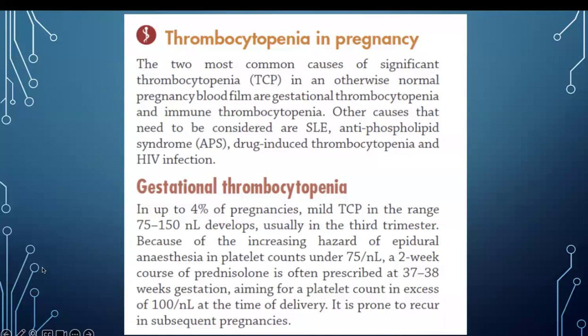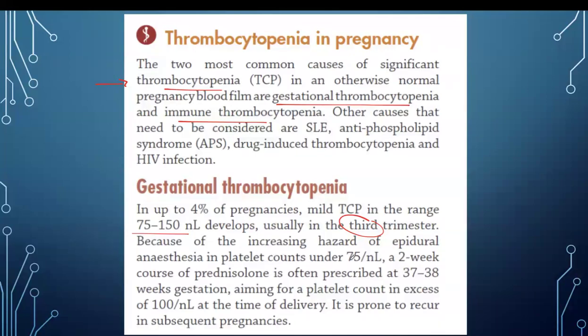Thrombocytopenia in pregnancy. Not a very important topic, but good to know. The two most common causes of thrombocytopenia, which is low platelet count, in pregnancy are gestational thrombocytopenia and immune thrombocytopenia. Many times in pregnancy, the platelet count can get a bit low, especially in the third trimester. It can even go from 75 to 150. Sometimes this is normal and nothing really needs to be done, and that is what we call gestational thrombocytopenia.